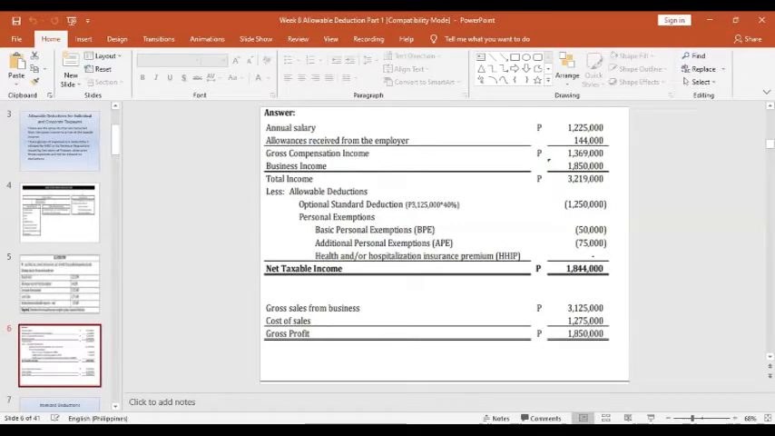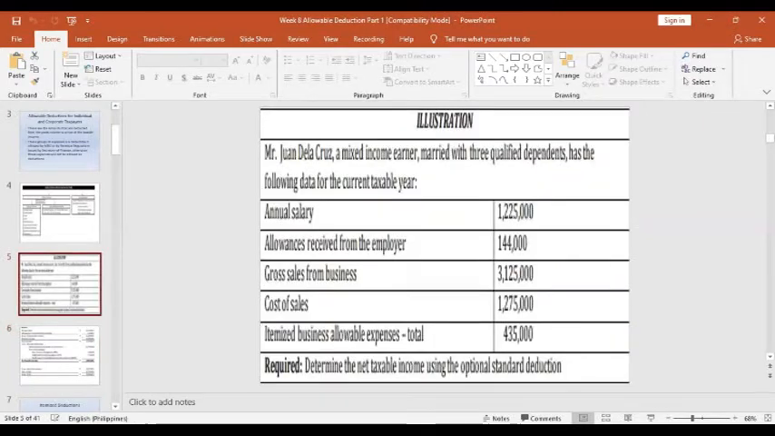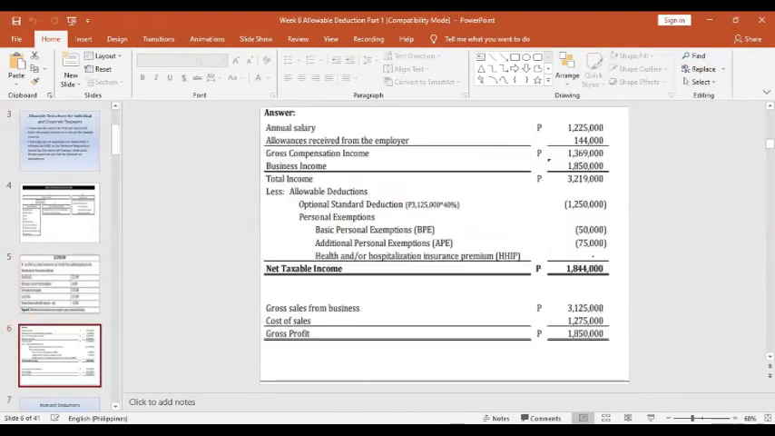So the net taxable income is 1,844,000, and the allowable deductions of Mr. Juan de la Cruz, take note, deductions using the OSD or the optional standard deduction is 1,250,000. Even though there is an itemized business expense of 435,000, since we are looking for the allowable deductions and net taxable income using the OSD. Okay, so that is the answer to the illustration.